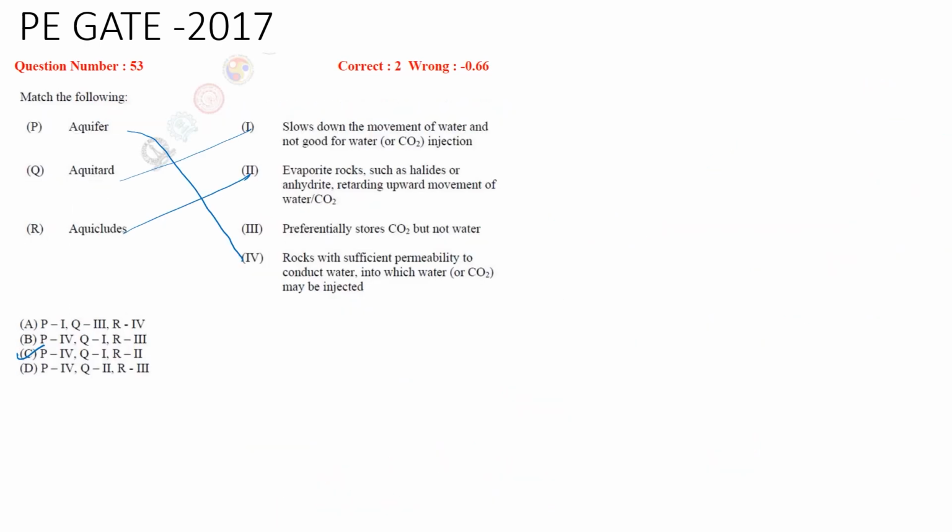This particular question was again asked in GATE 2017, and it's a very simple question. Over here we need to have the knowledge of the definition of aquifer, aquitard, and aquiclude. And aquifer, as we know, these are the rocks with sufficient permeability to conduct water into which water or CO2 may be injected. And the definition of aquitard is slows down the movement of water and not good for water or CO2 injection.